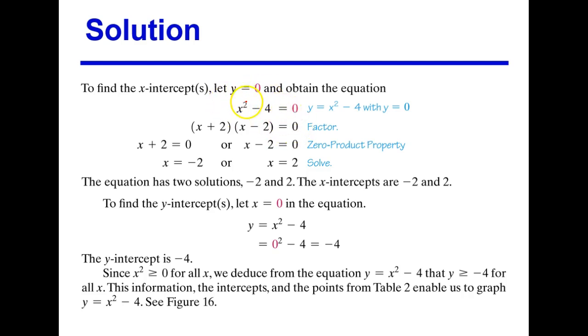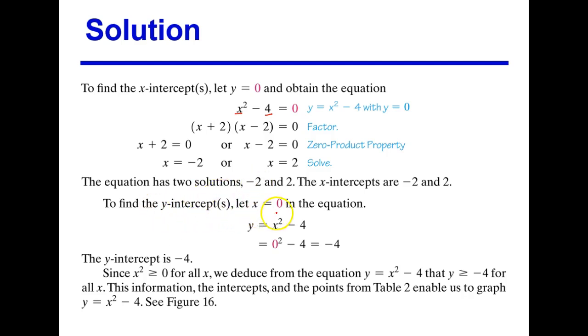Since I know that this is a quadratic, I look and I factor it. This would be the difference of two squares because I know the square root of x squared and I know the square root of 4, and I'm subtracting, so the difference of two squares factors this out. Then I use my zero product property, which sets each piece equal to 0, and then I solve for both. So I know I have two x-intercepts here at negative 2 and positive 2.